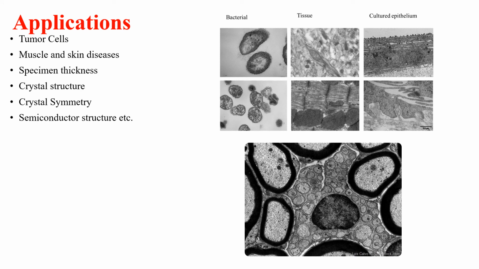So these are a few applications. It is used for getting images of tumor cells, muscle and skin diseases, then specimen thickness, then crystal structure, and a few images have already been shown on the slide. Then we can get crystal symmetry, and we can get the structure of a semiconductor. So these are the few applications listed.